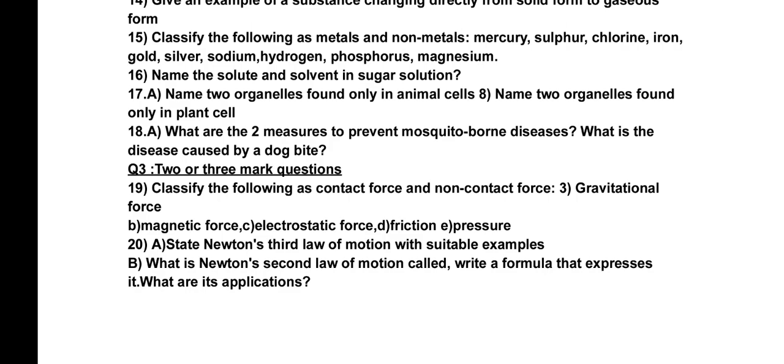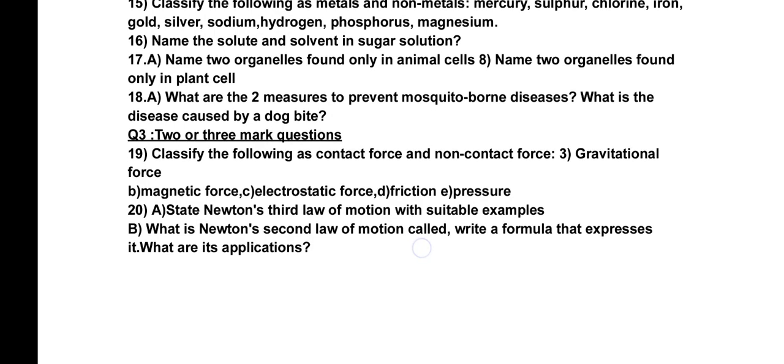plant cell. The plant cell has organelles called chloroplasts, chromoplasts or leucoplasts, you can name them. So they are the organelles present only in the plant cells. And there is another structure which is there in the plant cell and not there in the animal cell, the cell wall, which is made up of cellulose. Now we will undertake the 18th question: what are the two measures to prevent mosquito-borne diseases?